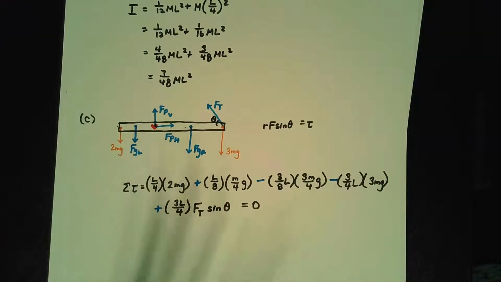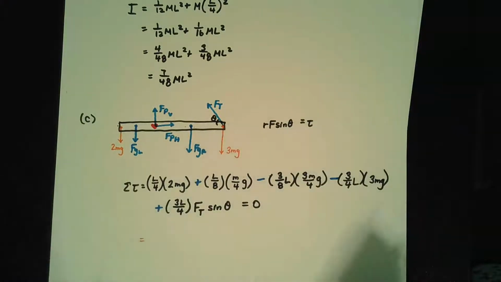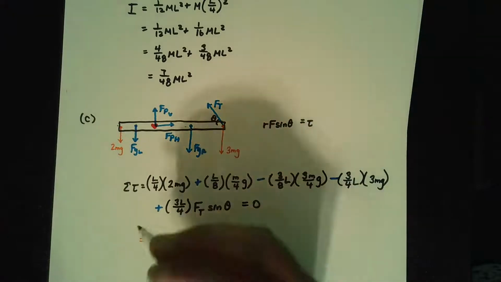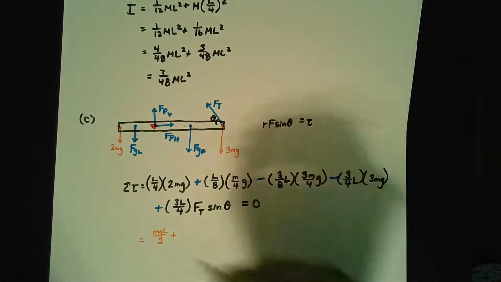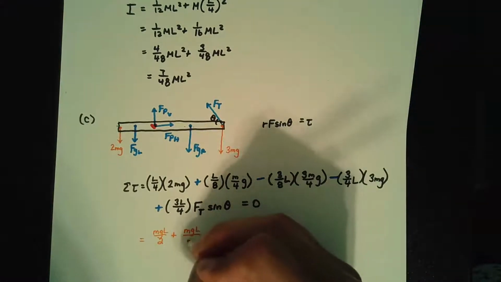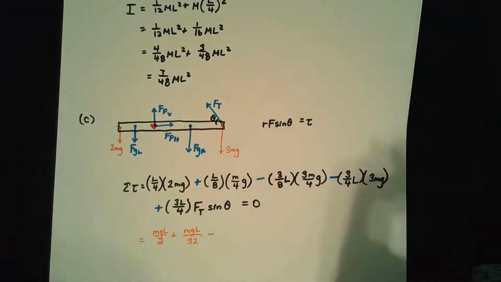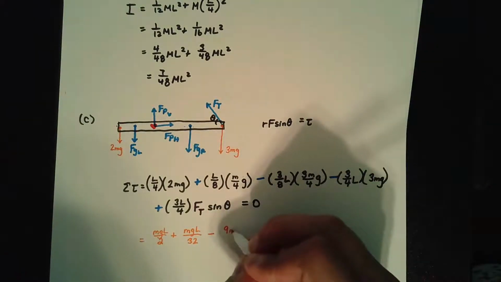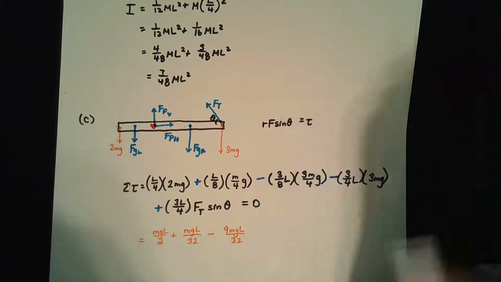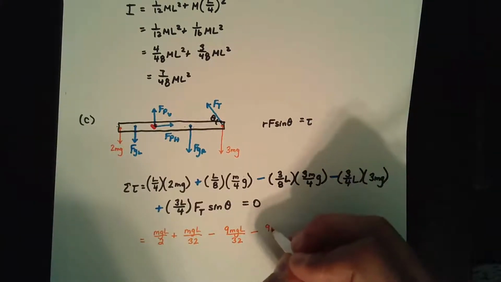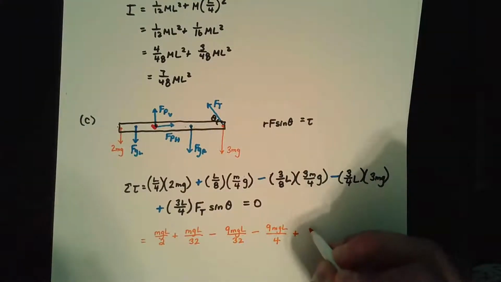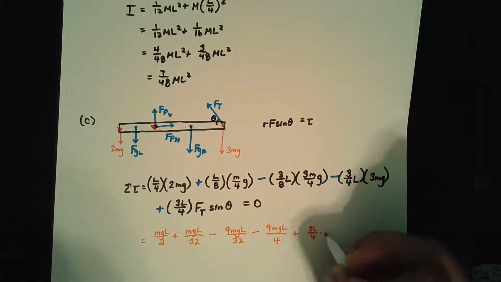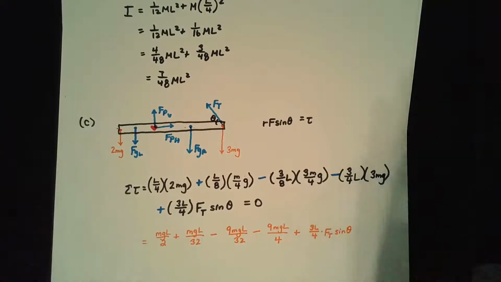Then from there, it's a situation where we just have to go through and solve, what does this all mean in the end? So this first one, I get mgL over 2 plus, what's this? mgL over 32, gross, minus 9mgL over 32, minus 9mgL over 4, plus 3L over 4 times F_T sine theta.